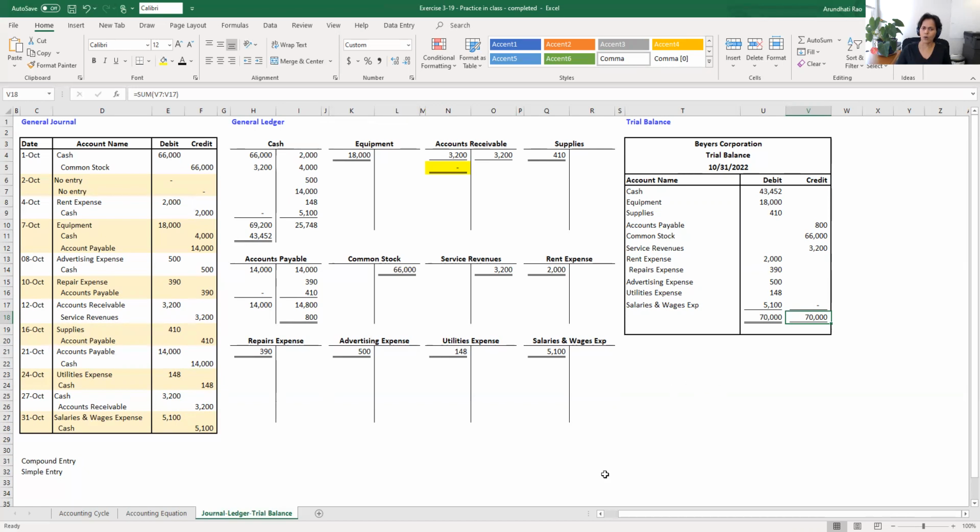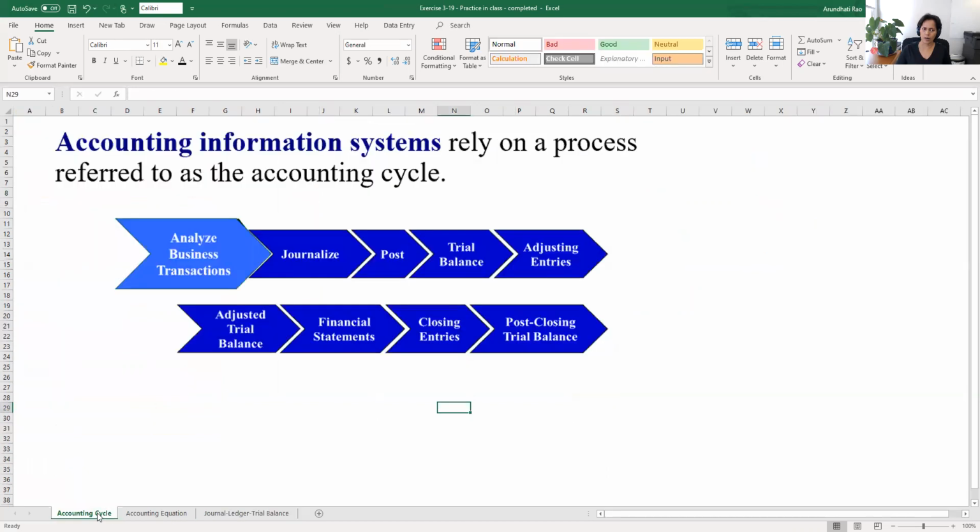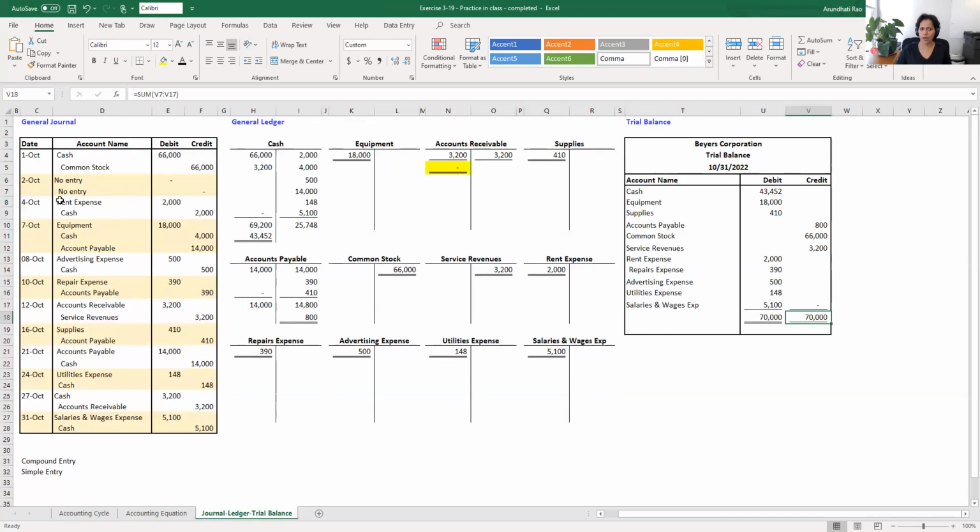So once again, let's review. We analyzed a transaction, we journalized a transaction in the accounting cycle. We analyze a business transaction, we journalize a business transaction, we post it into the T accounts at the ledger, and then we prepared our trial balance. We've done the first 4 steps of the accounting cycle. If a journal entry has more than one debit or more than one credit, as was the case in the third transaction over here on October 7th, it's called a compound entry. If it has only one debit and only one credit, then it's called a simple entry.